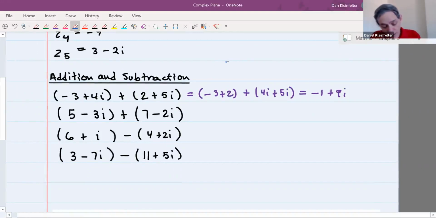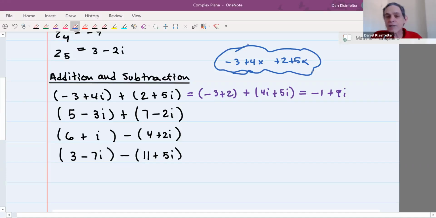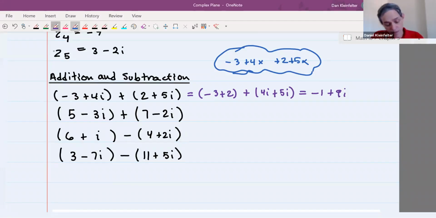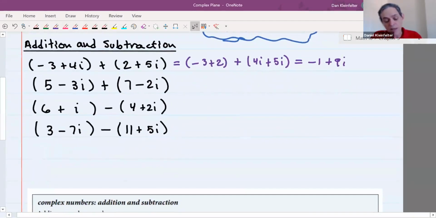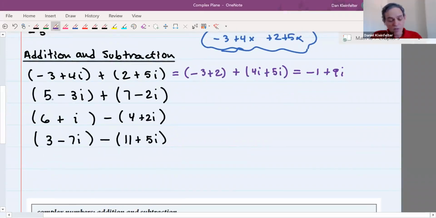If you could look at something like this as -3 plus 4x plus 2 plus 5x and say, okay, let's go back to beginning algebra and combine like terms, if you would find that pretty easy, you're going to find this pretty easy also. We're going to combine the real parts and we're going to combine the imaginary parts. So let's try that 3 more times. So for the real parts, 5 plus 7 is 12. Imaginary parts, -3i plus -2i is -5i.